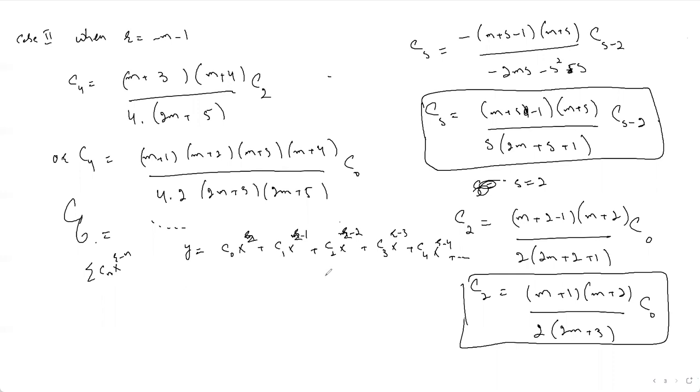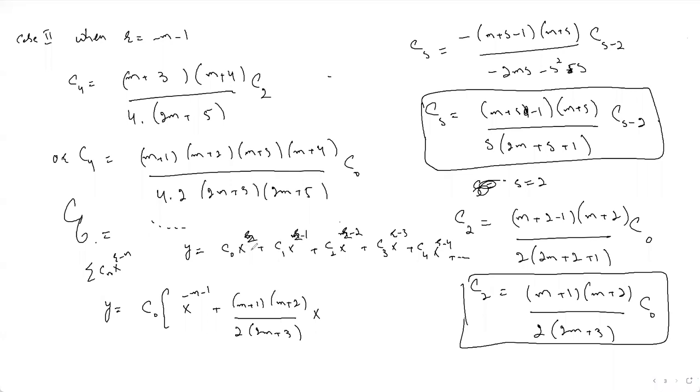Now I have obtained all these c1, c2, c3, they are again zeros, so I will write down the solution. y will be equal to c0 x raised to power r minus m minus 1, that is, x raised to power minus m minus 1. Plus c2, which is (m plus 1)(m plus 2) divided by 2(2m plus 3), into x raised to power r is minus m minus 1, so minus 1 is already there, so it will be minus m minus 3.